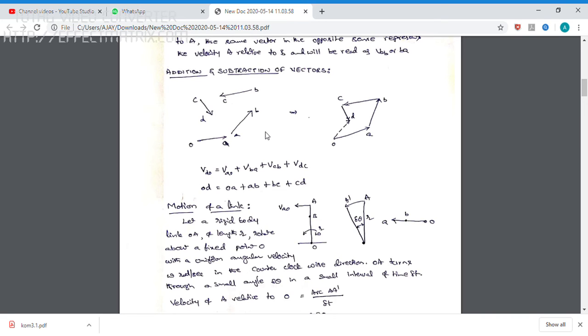Then we will start the diagram. Here, OA. What does it mean? OA means the velocity of A. The head portion is A. That's why it is the velocity of A with respect to O, or relative to O. Here, you take the suitable scale. Whatever the direction is, you draw the diagram in the same direction. So I represented it in this direction.